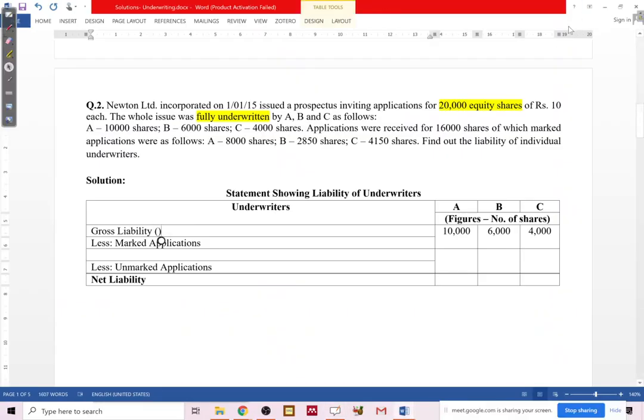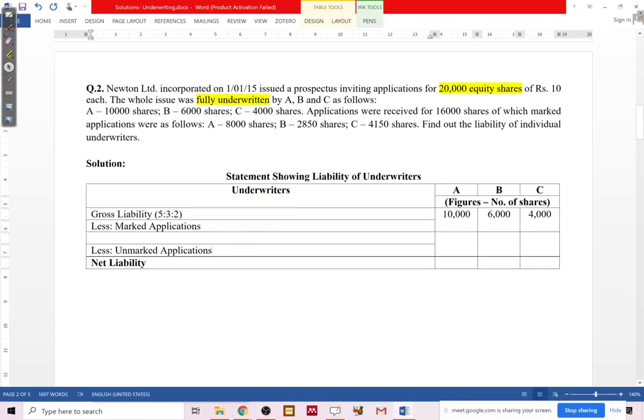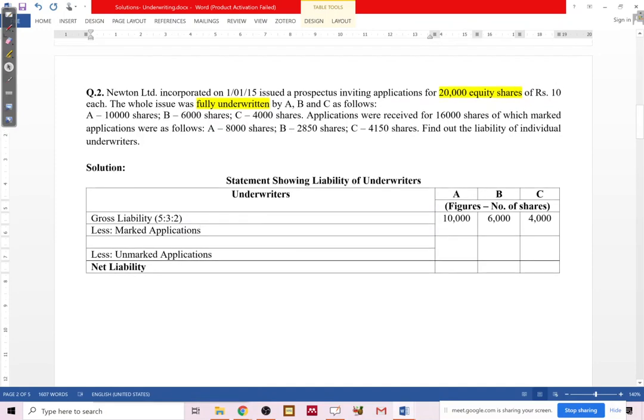So let's write here. Always better to note down the gross liability ratio, 5:3:2, because later on when we do calculations for unmarked applications, it comes in very handy. This is the ratio in which you're supposed to divide the unmarked applications. Now, marked applications are also given in the problem.